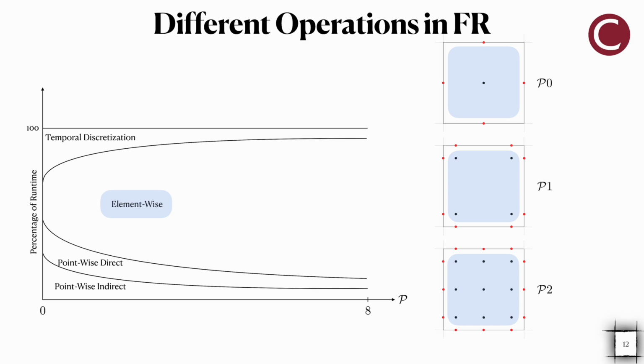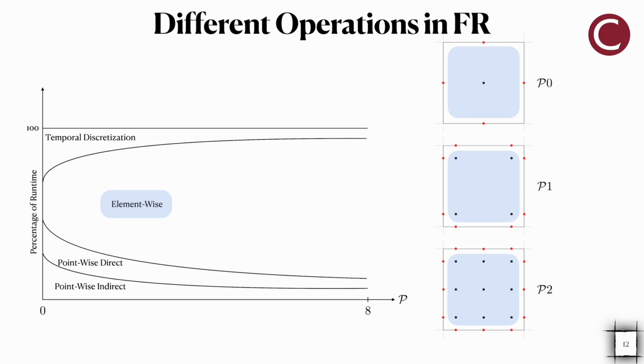It means that by going to higher orders, we will be dominated by element-wise operations in the flux reconstruction approach, which is the exact opposite of the finite volume method, where higher orders will be dominated by indirect operations, because we need information from the neighboring elements in the finite volume method. So this is the reason why we're interested in higher order methods for aeroacoustic analysis.